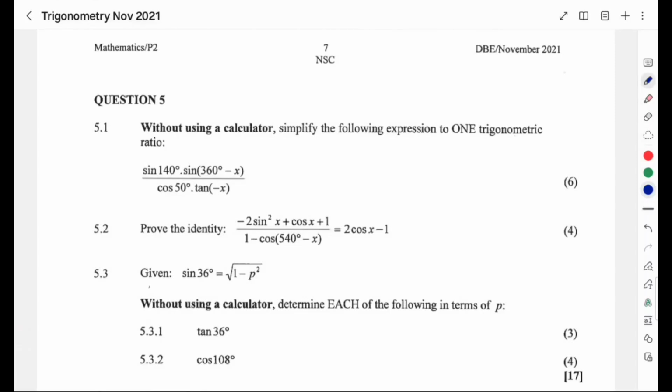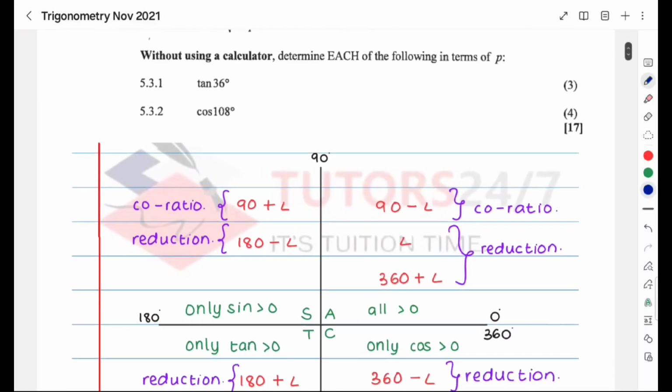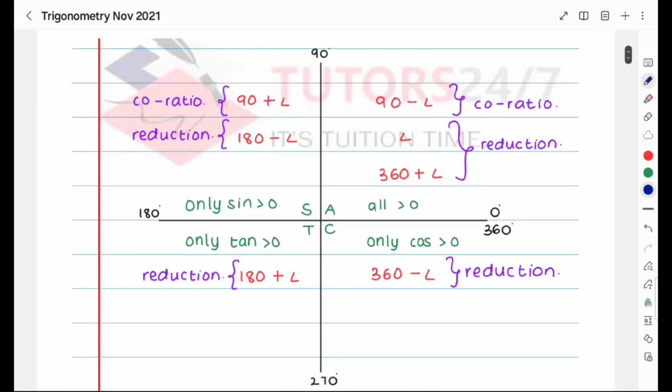We have question 5 from a November 2021 exam paper. Now, keep in mind, to answer question 5 or to answer the trigonometry section, we're going to make use of this CAST diagram. You are not going to be given a CAST diagram in your question paper or on your formula sheet, so I would recommend memorizing it before you go to the exam.